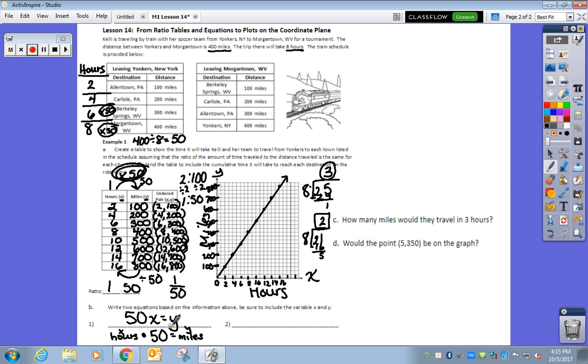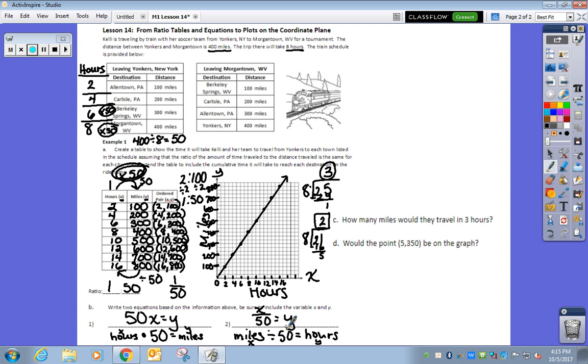To go from miles to hours, I take my miles and divide by 50 to get back to the hours. Now remember, to show that algebraically, our miles were x, our hours were y. I'm doing x divided by 50, which remember we write in fraction form, equals y, or the hours. So those are the two equations. Hopefully that's review from lesson 13.